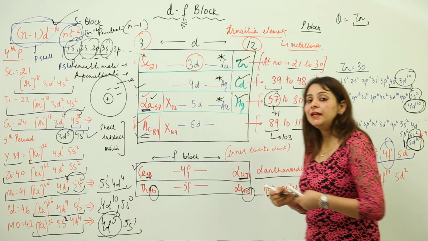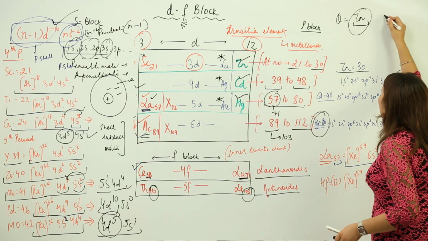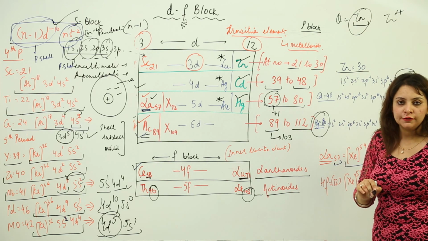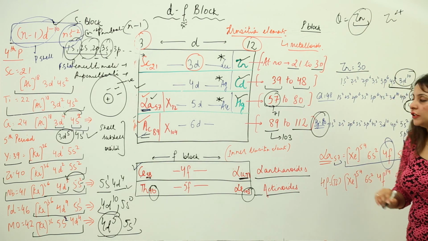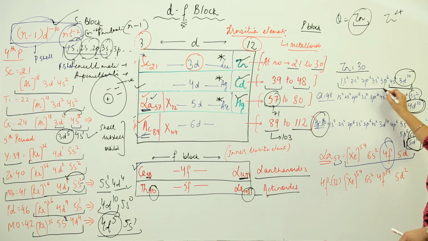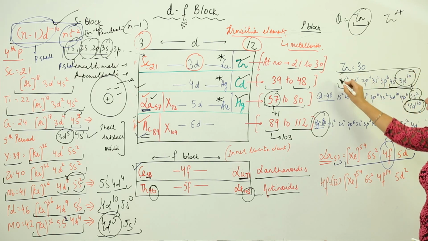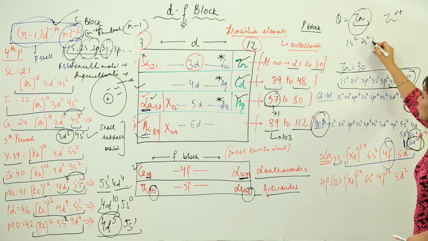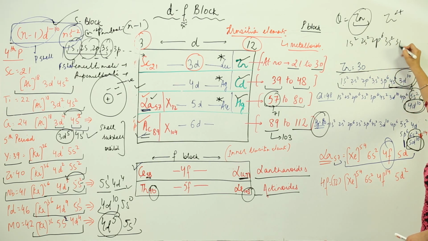So that means in the zinc case, we can consider zinc, and even Zn2 positive. If we write the configuration for zinc, obviously you know that it is already written, it is this: 1s2, 2s2, 2p6, 3s2, 3p6, 4s2, 3d10.